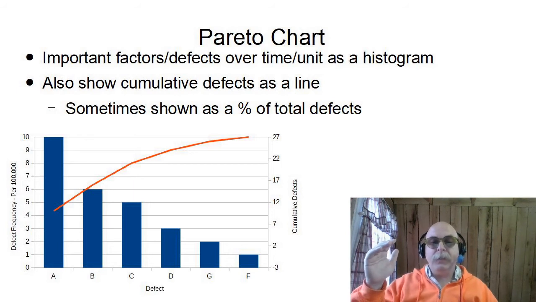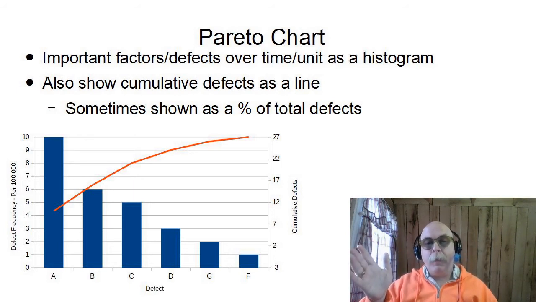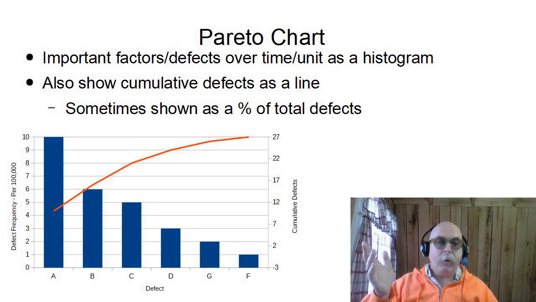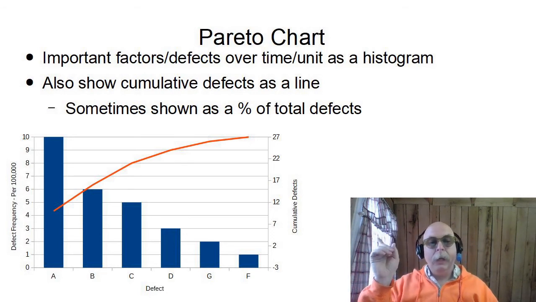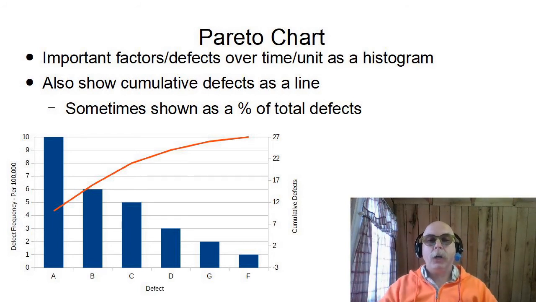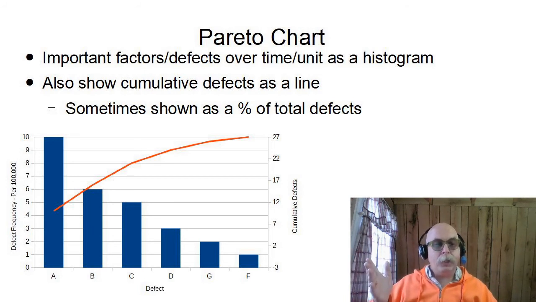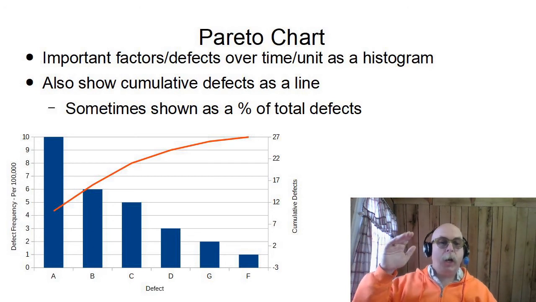So you can kind of see if you solve problem G or problem F here on the pareto chart, you're not going to bend the curve much. But if you can do some of the easy things, some of the big things, you can watch that curve change. So a pareto chart compares a histogram-like chart sorted from biggest to smallest to a run chart that runs the percent of the total or the cumulative total, percent of cumulative.